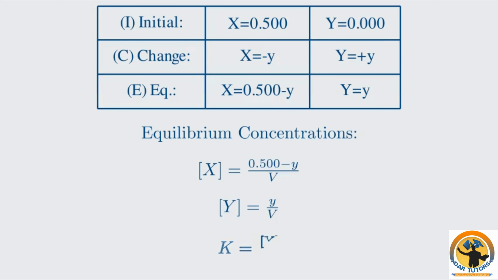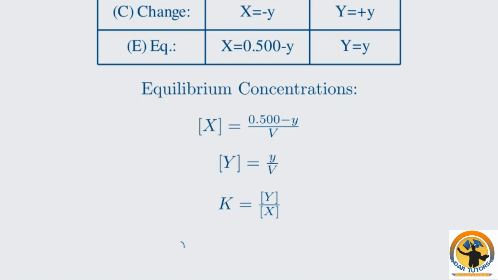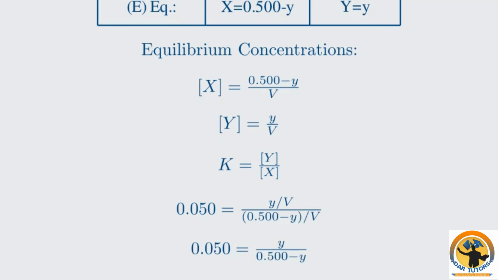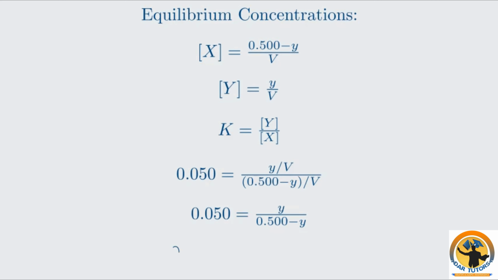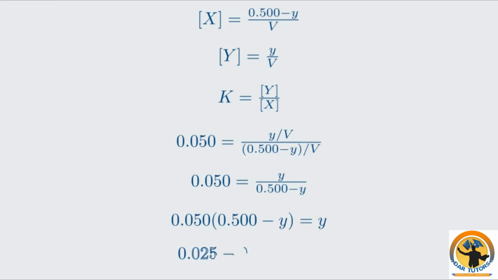K equals concentration of Y over concentration of X. Plugging in our expressions gives 0.050 equals Y over V, divided by (0.500 minus Y) over V. Again, the volume terms cancel out, leaving a simple equation. 0.050 equals Y over (0.500 minus Y). Let's solve for Y. Multiply both sides by 0.500 minus Y to get 0.050 times (0.500 minus Y) equals Y. Distribute the 0.050 to get 0.025 minus 0.050Y equals Y.